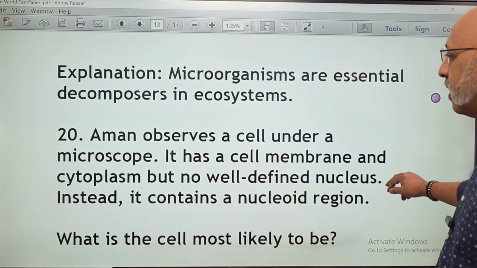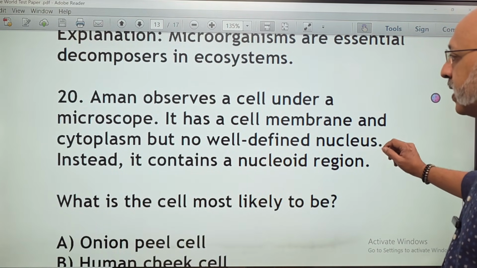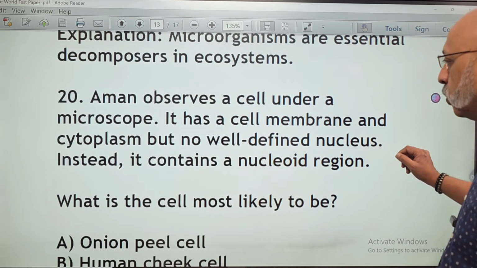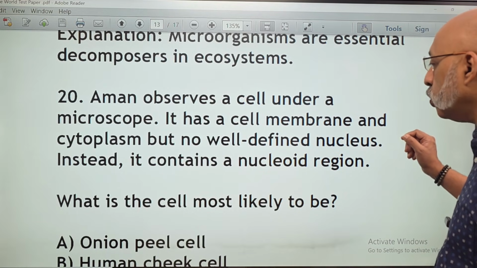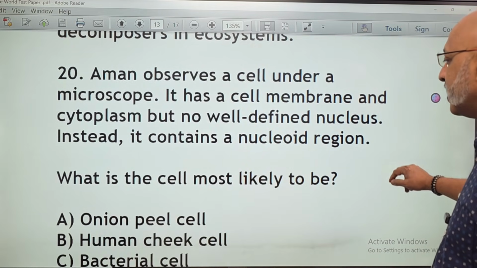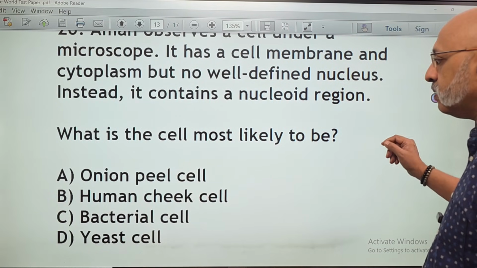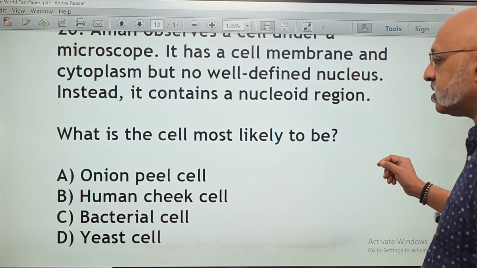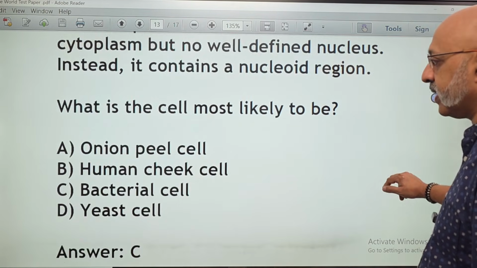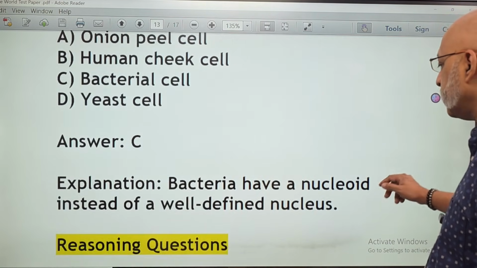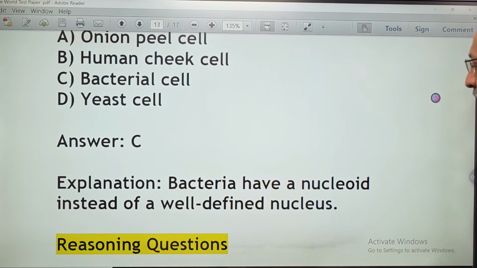Aman observes a cell under a microscope. It has a cell membrane and cytoplasm, but no well-defined nucleus. Instead, it contains a nucleoid region. What is the cell most likely to be? Onion peel cell, human cheek cell, bacterial cell, or a yeast cell? The correct answer is the bacterial cell. Bacteria have a nucleoid instead of a well-defined nucleus.